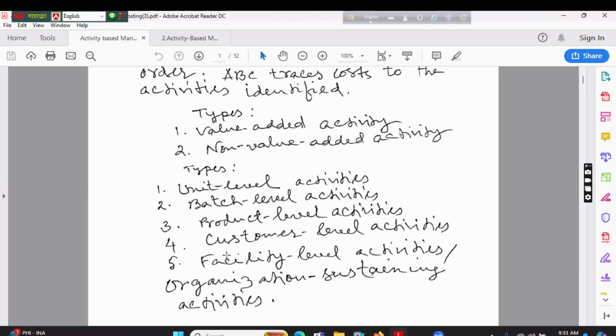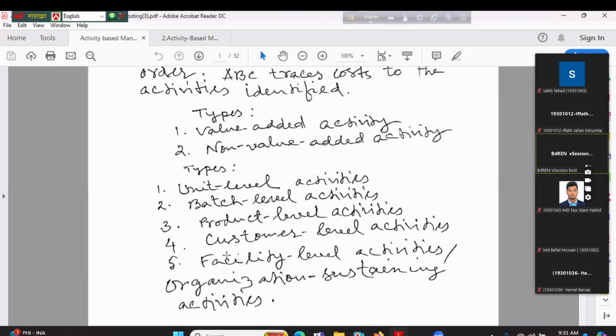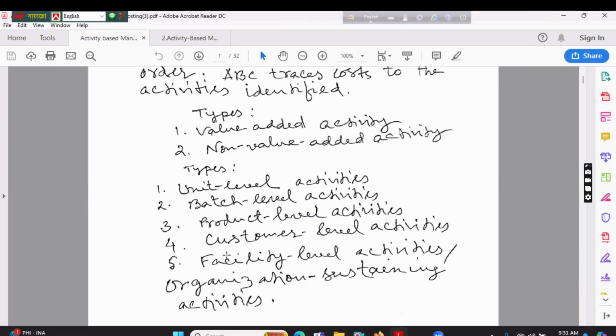Facility level activities or facility sustaining activities relate to administration, plant management, accounting services, and lighting and heating of the factory that cannot be traced to individual products or services, but support the organization as a whole.